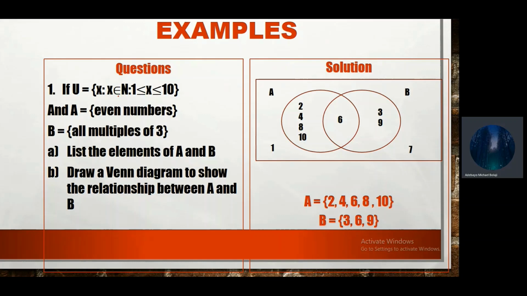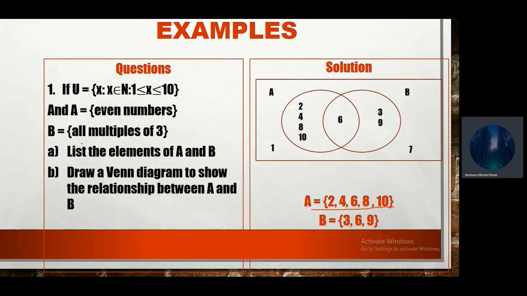Our universal is defined as the natural numbers from 1 to 10. So our universal contains numbers 1 to 10, and the subsets from our universal are A, which is even numbers from 1 to 10, and we got the elements to be 2, 4, 6, 8, 10. And B, multiples of 3 from 1 to 10, is 3, 6, 9.